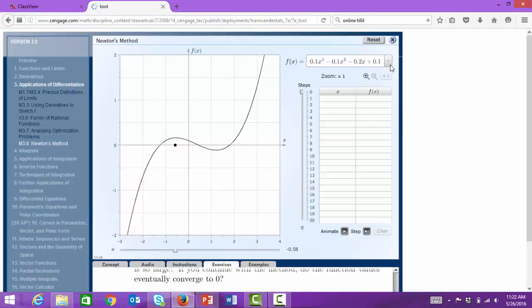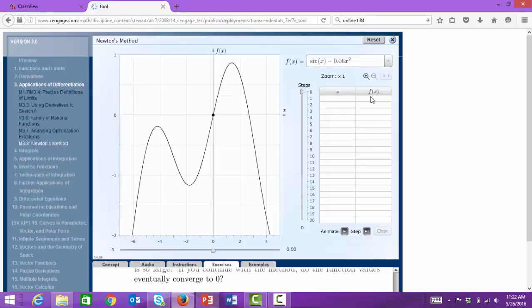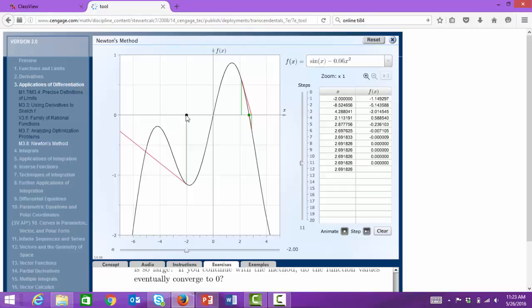Let's take a look at another one. Let's say instead we look at f of x equals sine x minus 0.06 x squared. If I start with an x value of negative 2, and I start animating, notice it kind of does that same idea. It goes way off the screen. We can't even see where it goes, but eventually it does come close to one of the zeros we're trying to approximate. Notice though, it didn't approximate the 0 that was closest to my initial guess. It approximated this 0 over here instead. So you're not always sure where this is going to end up.